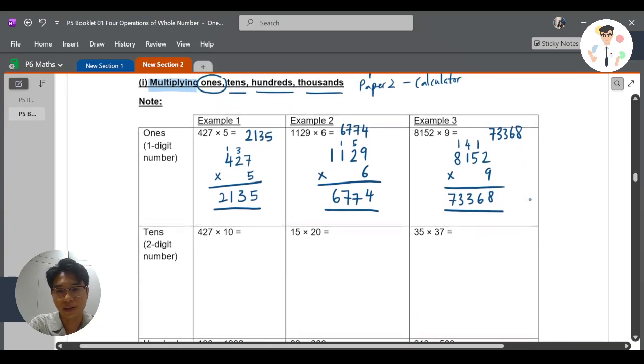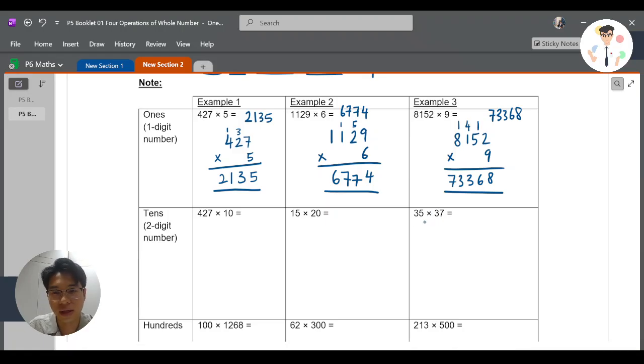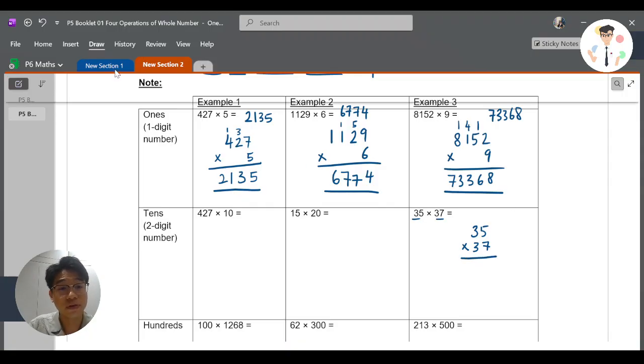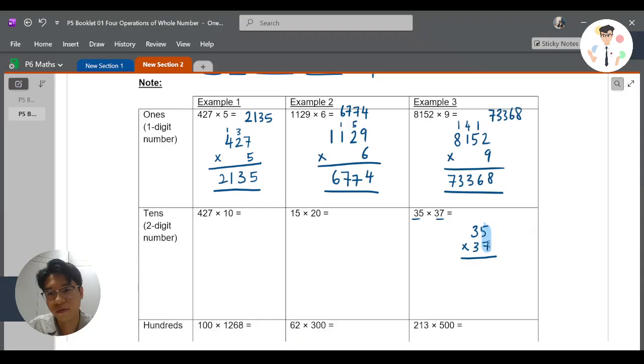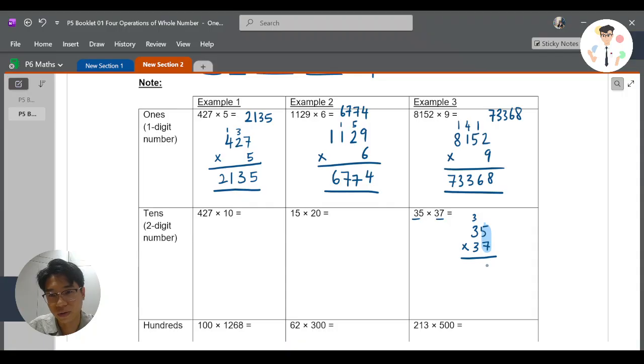Now, let me have you look at example number 3 here first, from the tens. We learned how to multiply the one digit, but how about when it goes to a two-digit number that looks like this? Example, 35 multiply 37. How do we do this? I believe you have learned that somewhere, but I just want to repeat this just in case. In this case, we'll focus on this one first. 5 times 7 will be what? 5 times 7 will be 35.